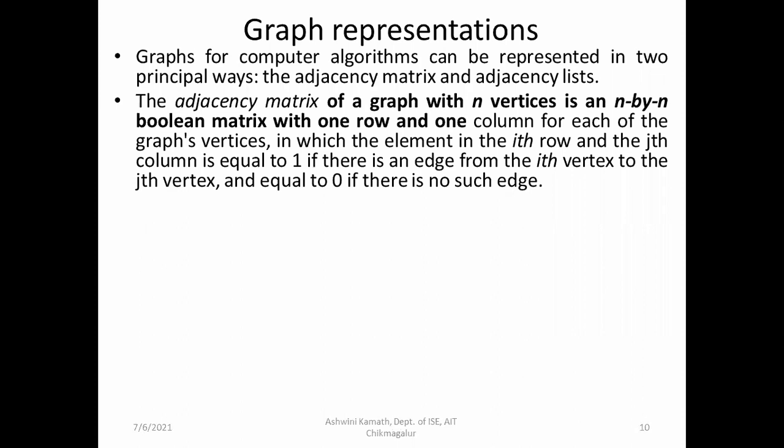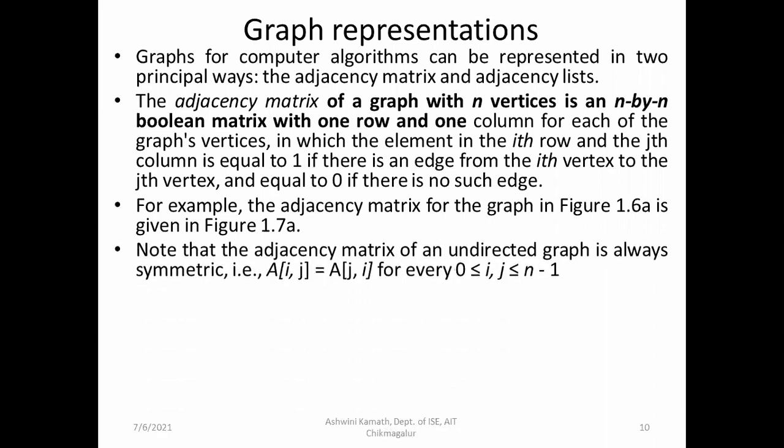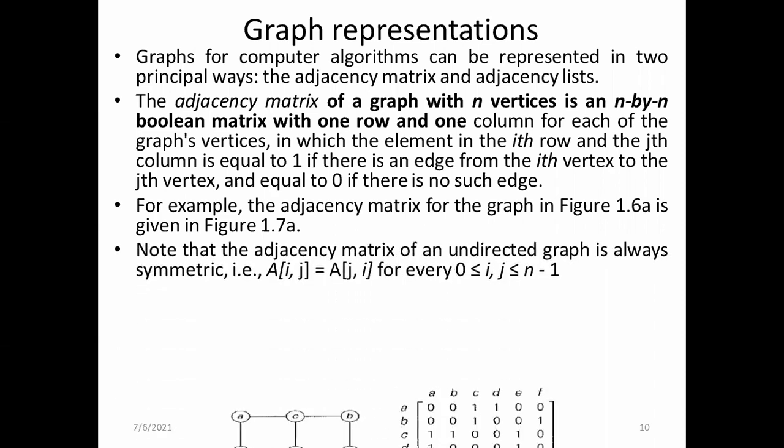So we know that it is an n cross n matrix when we have n number of vertices, and the ith row, jth column value will be 1 if we have an edge from the ith vertex to the jth vertex. Otherwise, the value will be 0. When we have no edge, the value will be 0 from the ith vertex to the jth vertex. For example, the adjacency matrix for the graph in 1.6a is given in 1.7a.